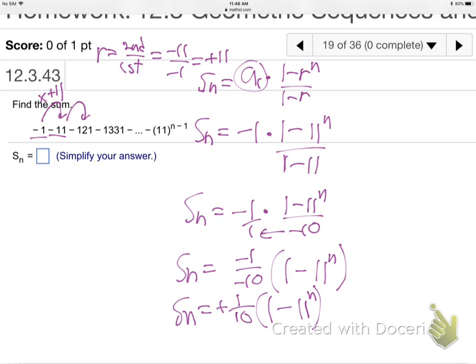Let me show you. How many terms are up there? There's actually n terms, even though the last one is n minus 1, which might lead one to think there's n minus 1 terms. Are you tracking with me? What you want to do is see the power structure. This is 11 to the first power, and this is 11 to the second power. 121 is 11 times 11. This is 11 to the n minus 1 power.